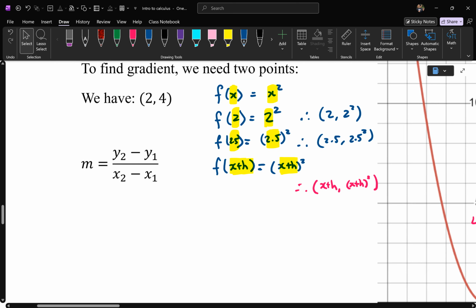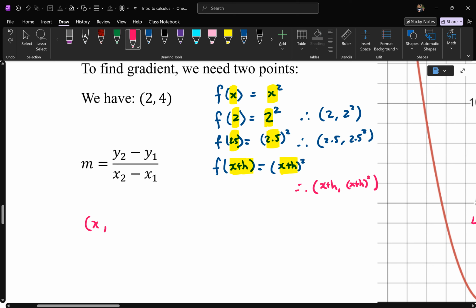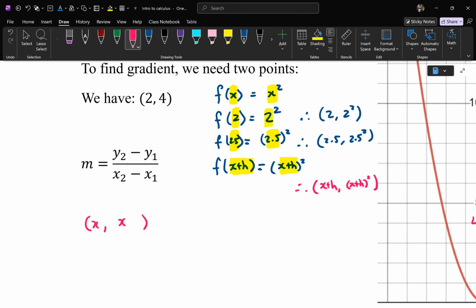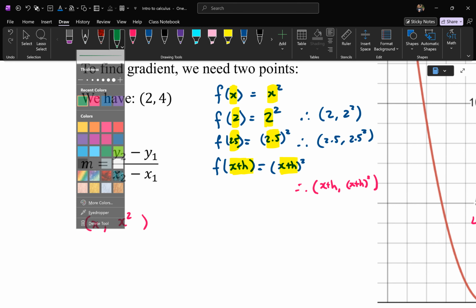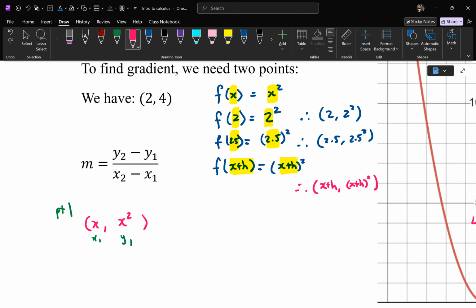Let's write the two coordinates that we have, and you'll see where the first principles comes in. The first one was, if I had x, then the y value is f of x, or technically our example was x squared. That's point 1, x1, y1. For my second point, I said pick one that is just a bit further than the original. So here's my second point, x plus h, and we agreed that x plus h squared is my y value. This is x2, y2.